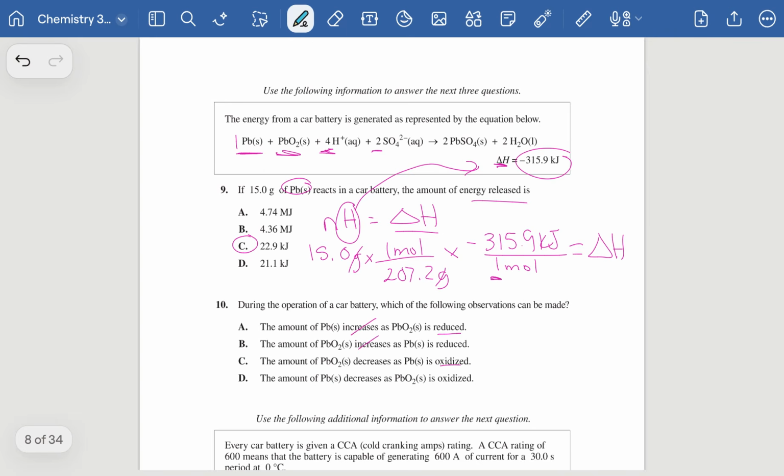And then the other part is just assigning those oxidation numbers. So you would assign the oxidation numbers. You will find out that Pb is undergoing oxidation, and PbO2 is undergoing reduction. So then when we go to answer this completely, we would see that PbO2 is decreasing and that Pb is oxidized. The other part, this is still true, Pb decreases, but this part makes it untrue because it's undergoing reduction, not oxidation.